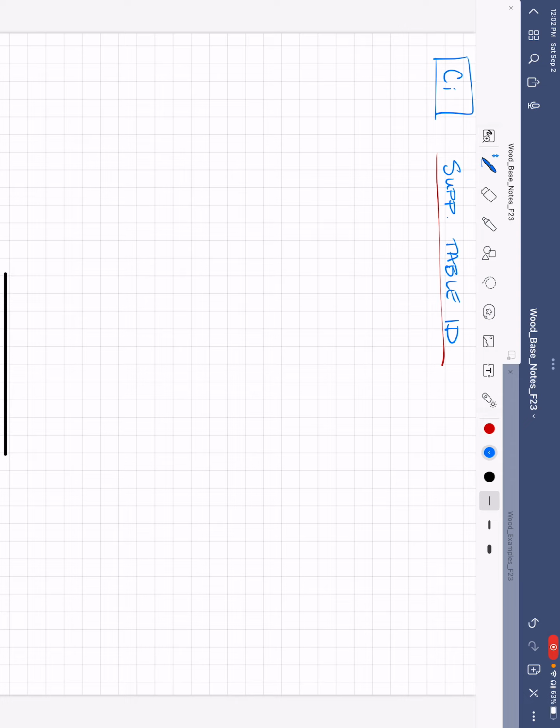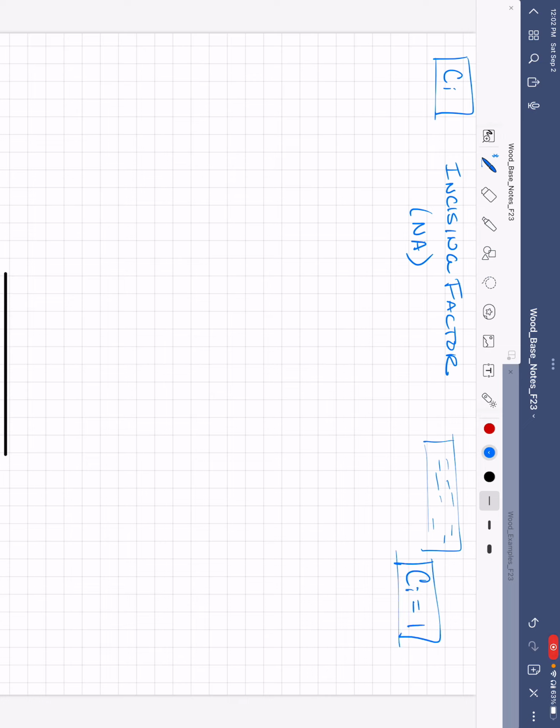All right, this is the incising factor. So ignore what I just did here. Erase. Okay, so C sub I is incising. Sorry, I was reading the page number and didn't look at the part. And we know that's the thing where you have the little lines. That's not applicable here. We don't have any incising. So that is also C sub I equals 1. I was looking at the wrong part.